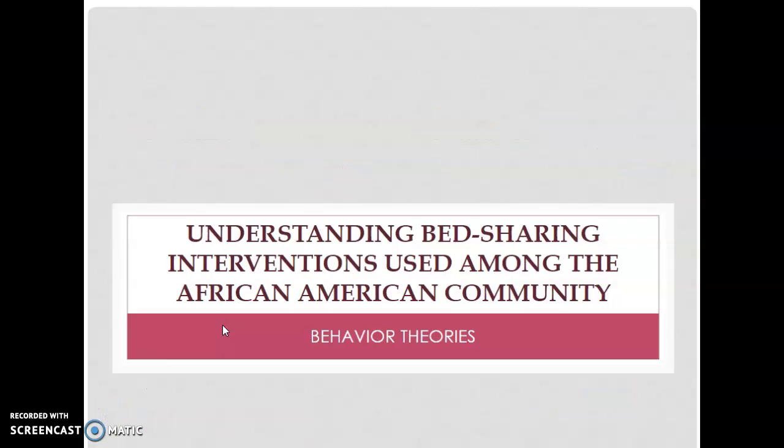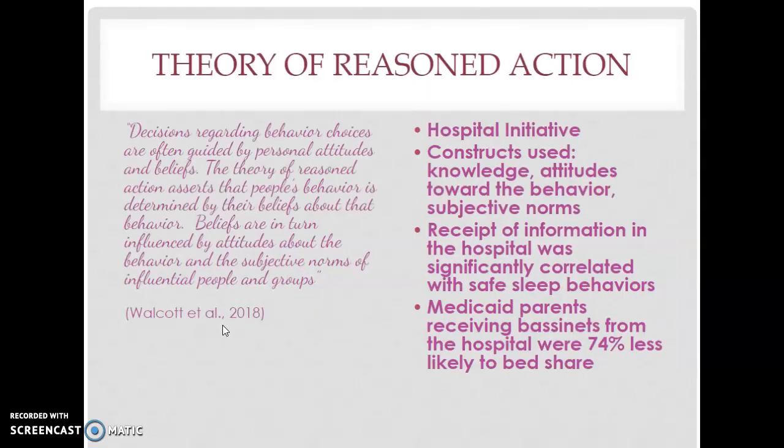Understanding bed sharing interventions used among the African American community. A sample of Georgia parents, after the implementation of a hospital initiative, identified family characteristics and intervention components most closely associated with the knowledge and practice of safe infant sleep, including bed sharing.